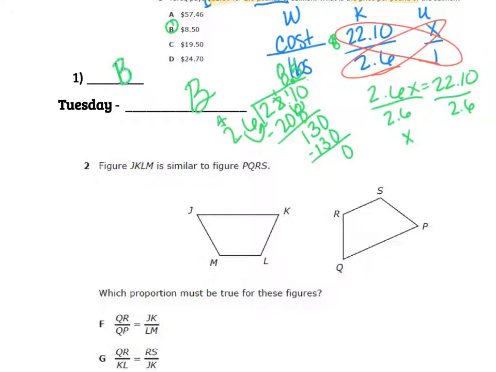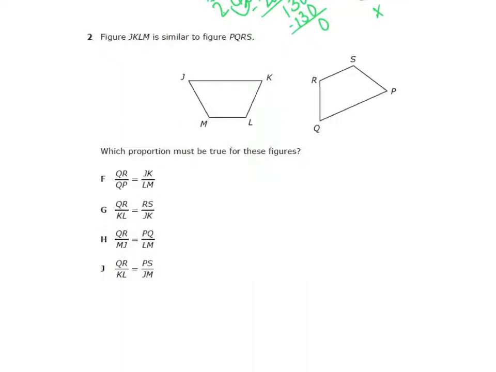I should have written it right here. Excuse me. Okay. This is from the last unit, guys. Which proportion must be true for these figures? We can shade all these figures. We can match up. So JKLM is similar to PQRS. This is from our last unit review question. JK is going to go with PQ, and then KL with QR, and then LM with RS, and JM with PS.